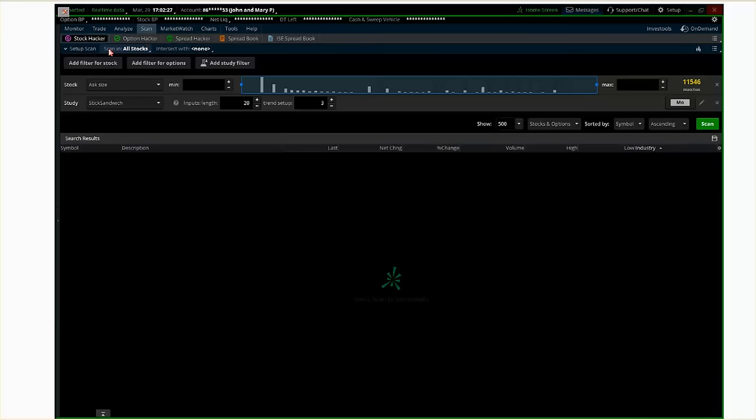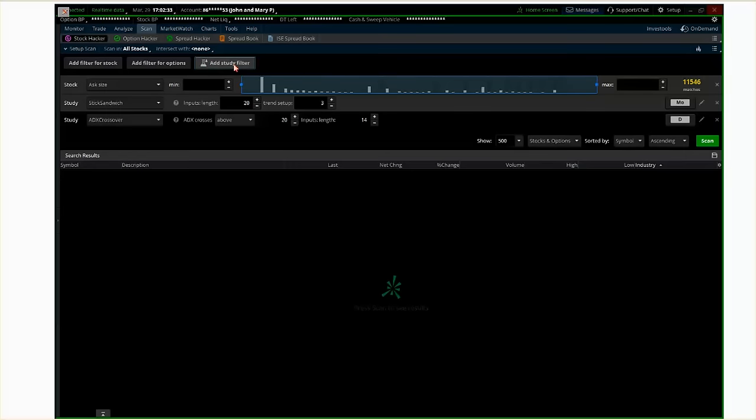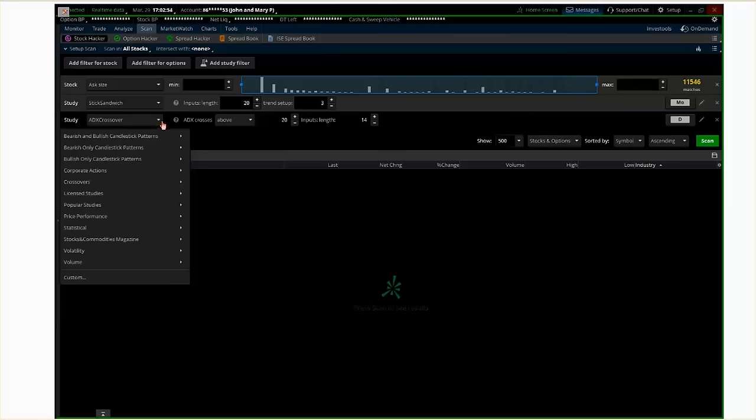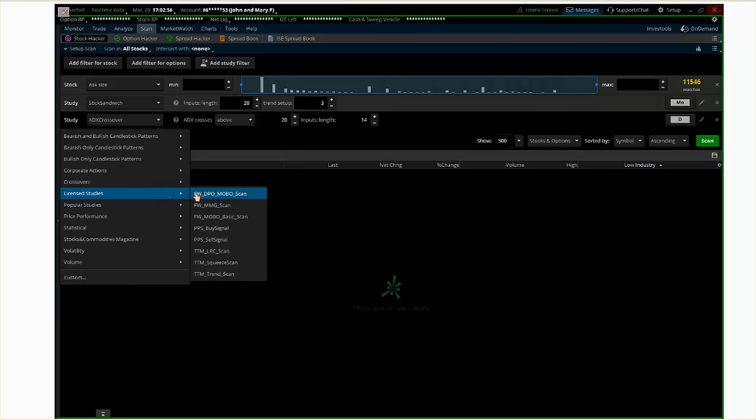So let's go over here, and I'm not going to scan. You know what? I am going to scan in all stocks, and I'm going to add a study filter. Many of you have been here before, so if you're just practicing on Thinkorswim, you need a real account for this. As soon as I hit add study filter, this study box pops up and populates right here, and notice it says ADX crossover. The reason it does that is because it's alphabetical. You go down to license study.